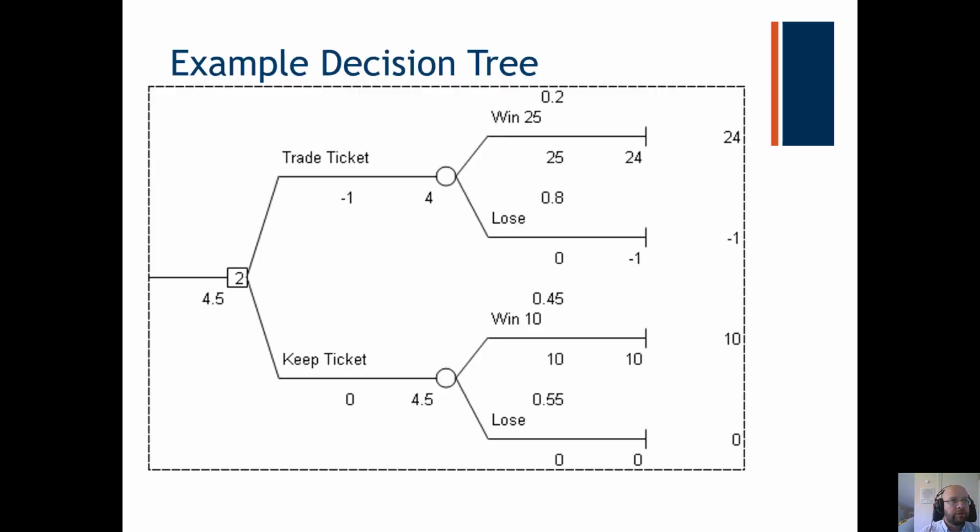So let's start off and look at what a decision tree actually looks like. Here's an example of a decision tree. There are a lot of numbers on there, and I'm going to go through them again in a minute, but I just wanted to give you a flavour. This one has trade ticket, keep ticket, and then some wins and losses, the probabilistic events, and some values all around there, and we're going to go through them all in a second.